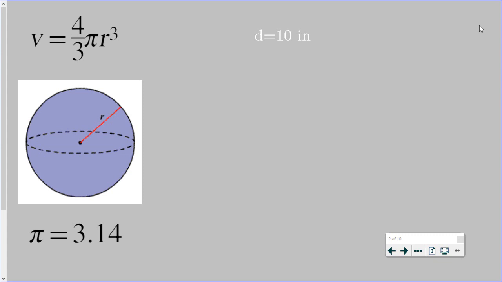I think about it like the equator of the Earth, right in the middle of that sphere, going all the way around. It's the largest circle you could draw if you were to cut that sphere in half.